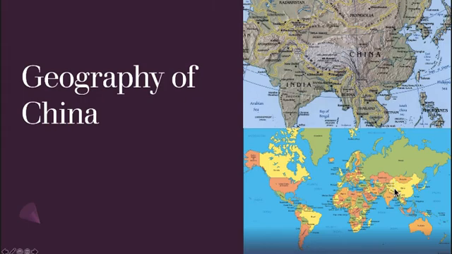Geographically, it's pretty large. As you can see, it's very similar to the size of the United States. So it's a very large country geographically. All right. Up here is a physical map that shows some of the rivers and mountains and the oceans and seas that comprise the geography of China.